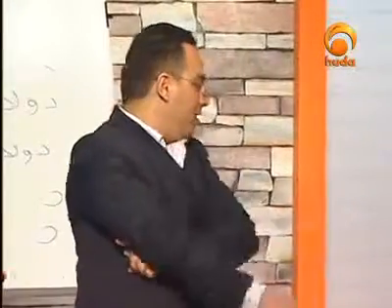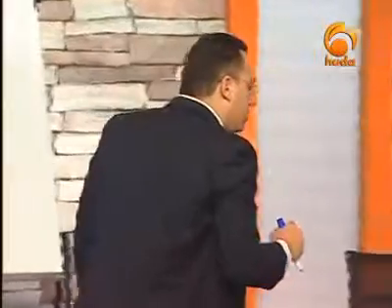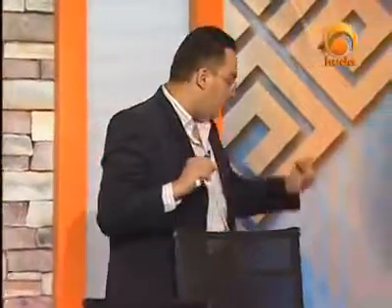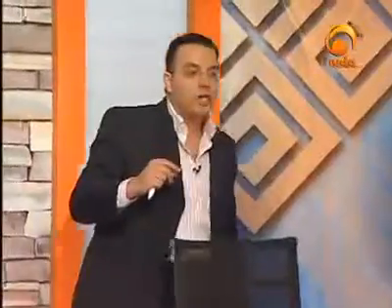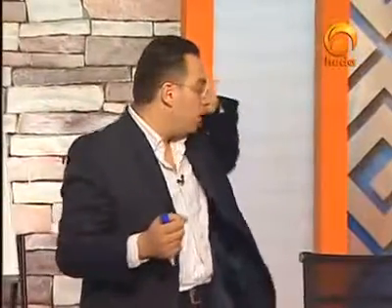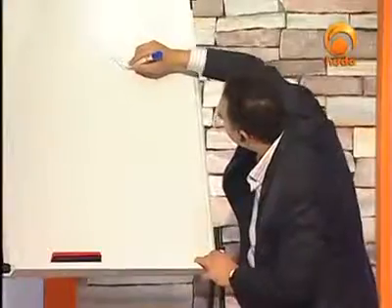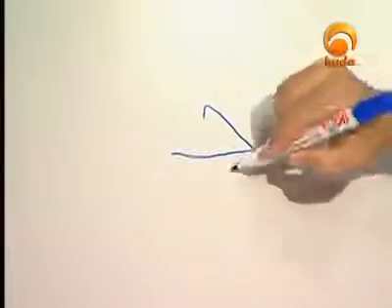Okay, now let's get back to Dal. In the medial position, sometimes it's connected and sometimes disconnected. Let me give you one example of connected, which is gadid, or jadid, if you like to say it. Yes, new. So you have two forms for jim here: you can say jadid or gadid. In this example it comes connected. Let me write that once again on the whiteboard. Can you see that? We write a very small slanted hook, then a straight line, and we put the dot here.